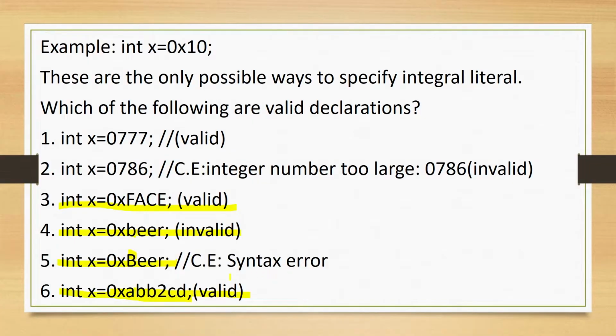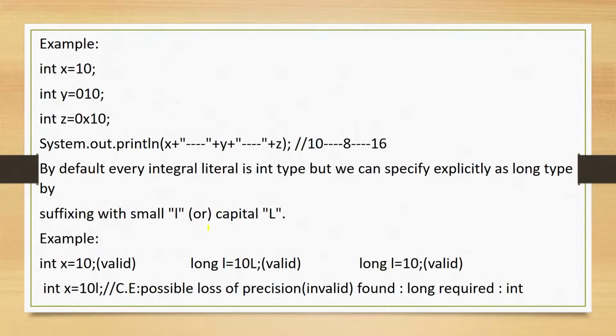Now let's see some examples. Keep these three examples in your mind. int x equal to 10 would result in decimal. Then int x equal to 010 would be octal, and 0x10 would be hexadecimal. So let's see.